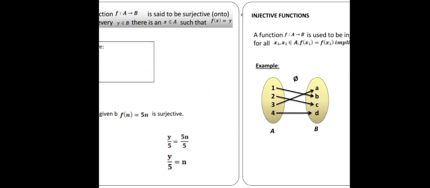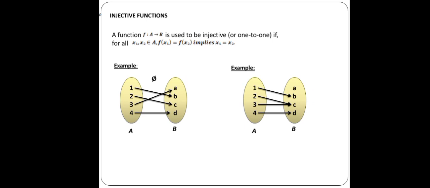So the function f from set A to set B is said to be injective or 1 to 1 if for all x sub 1 and x sub 2 an element of A, f of x sub 1 is equal to f of x sub 2 implies x sub 1 is equal to x sub 2. So we have here an example.